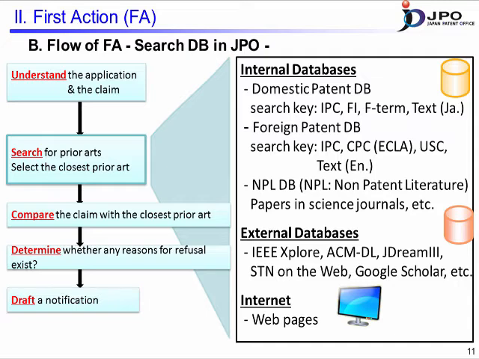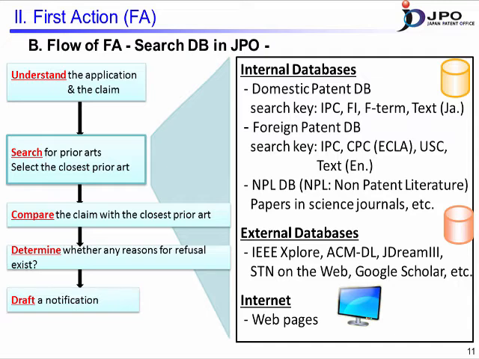Second, there are external databases. The JPO has a contract with many external databases, such as IEEE Explore or ACM Digital Library in the computer area, and STN on the web in the chemical field. JDream3 is a Japanese commercial database that includes science journals in Japan and many foreign countries.